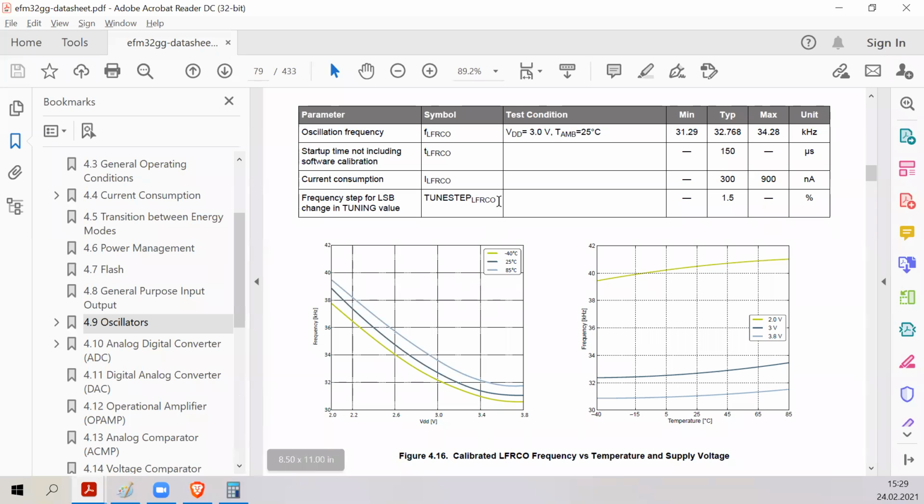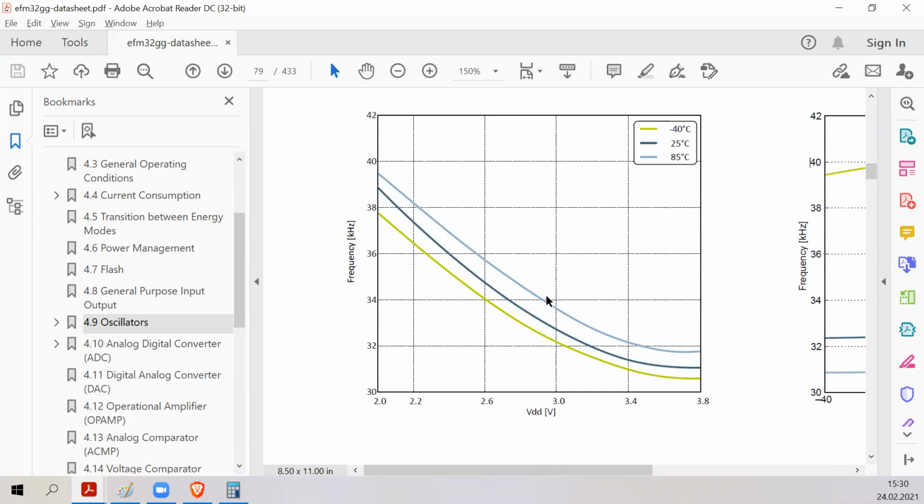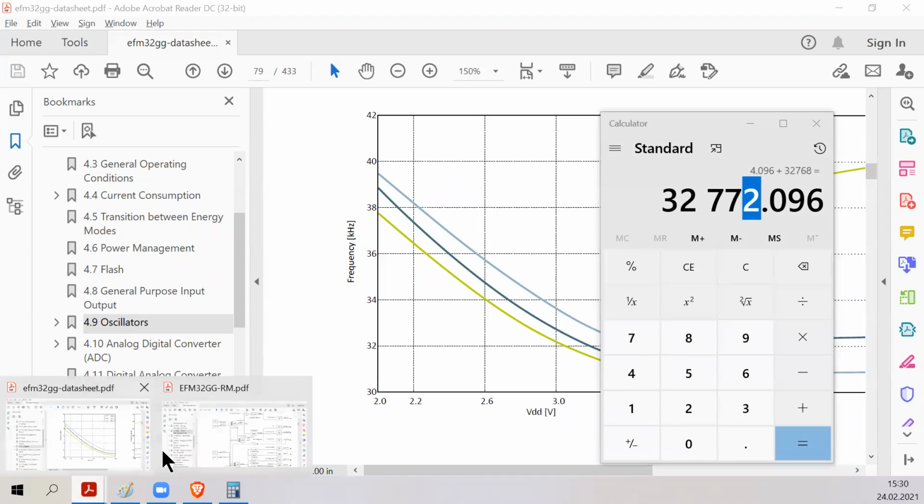But if you look at the internal low frequency oscillator, its precision is very bad and its drift due to temperature and voltage is very bad. So these are really like night and day. Here we have 32 to 38 kilohertz, and here just a 4 hertz difference with the external clock.